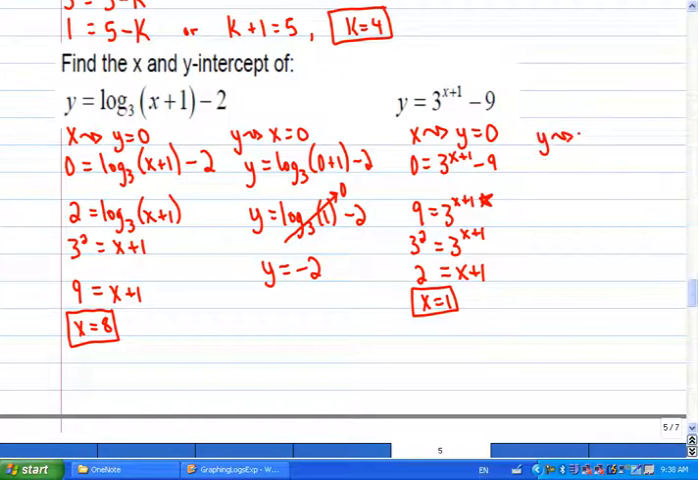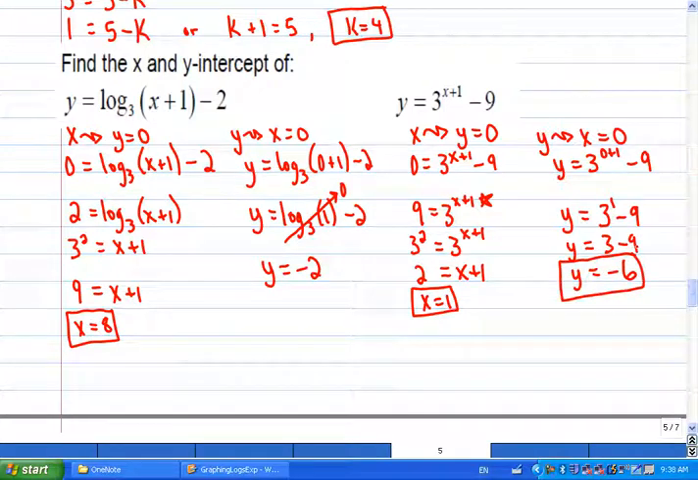If I want the y-intercept, that means x equals 0. So y will be equal to 3 to the 0 plus 1 minus 9. Y equals 3 to the 1 minus 9. So y equals 3 minus 9, which is negative 6.